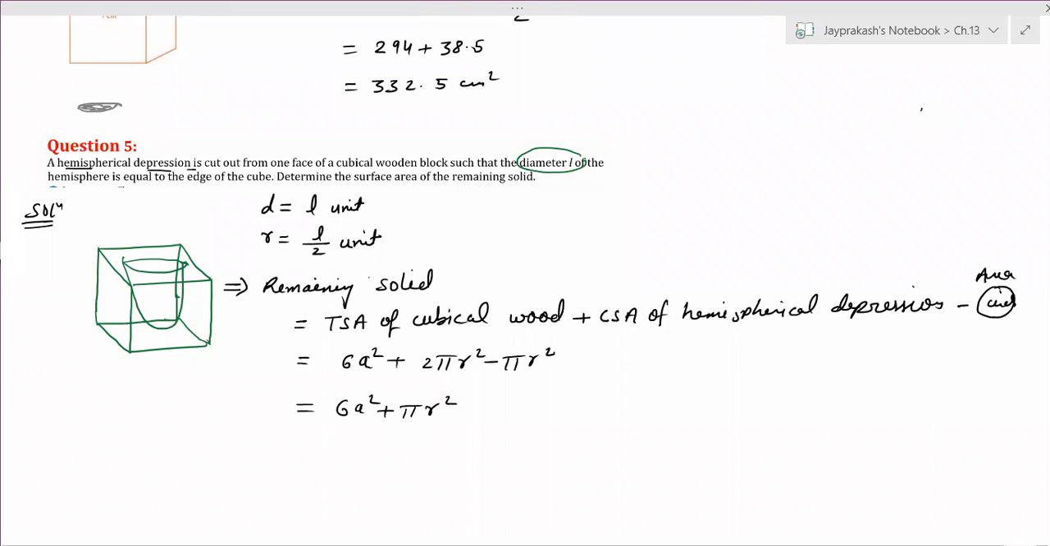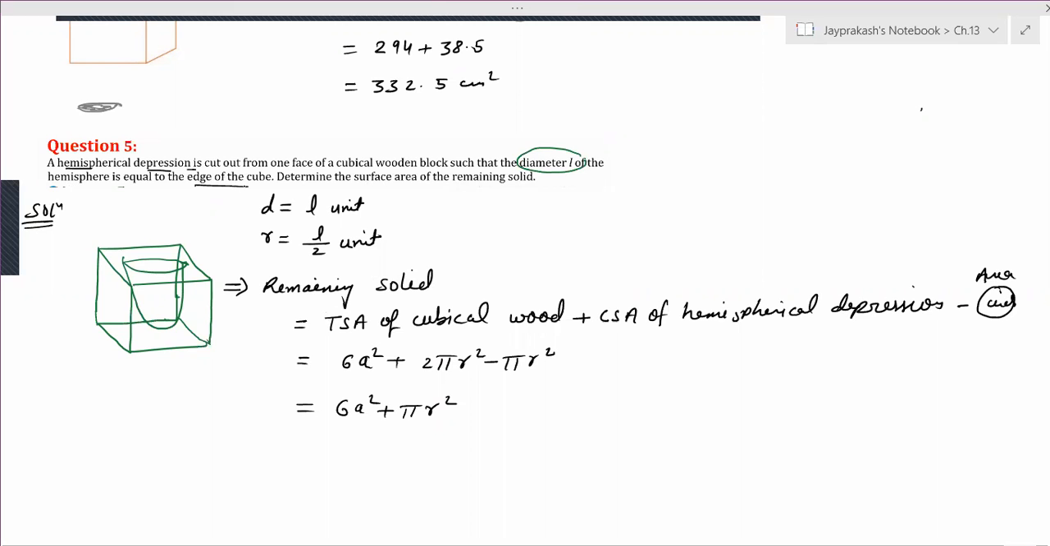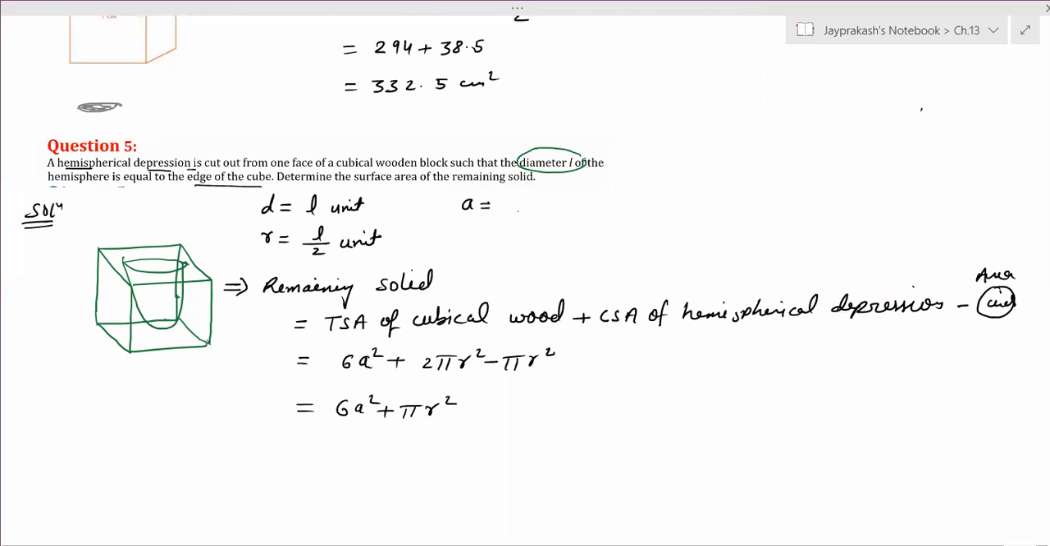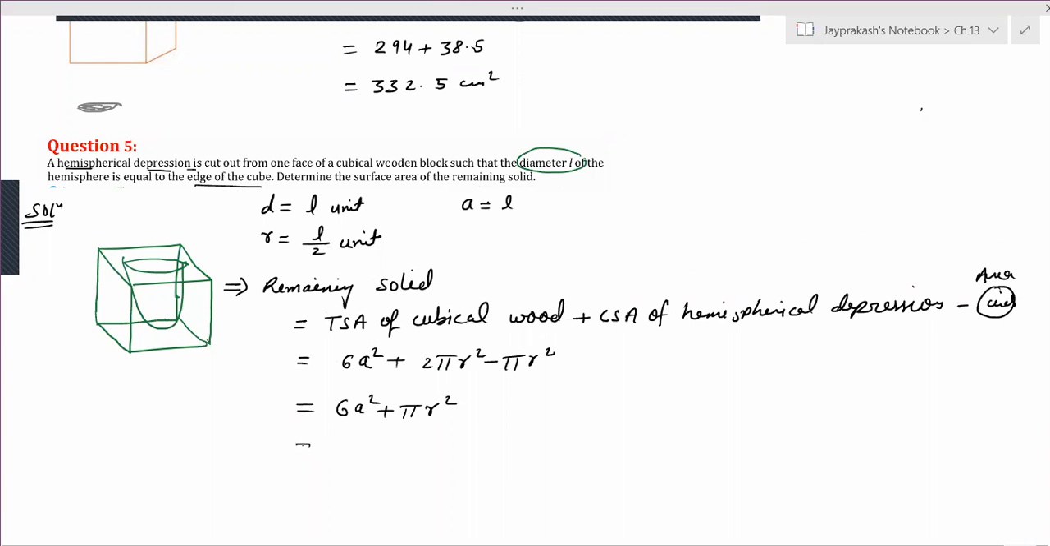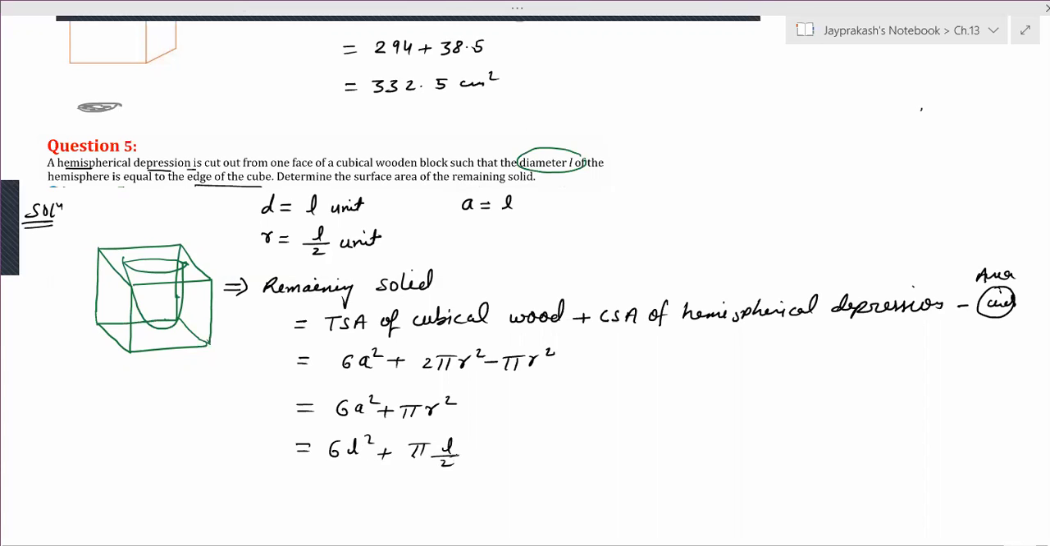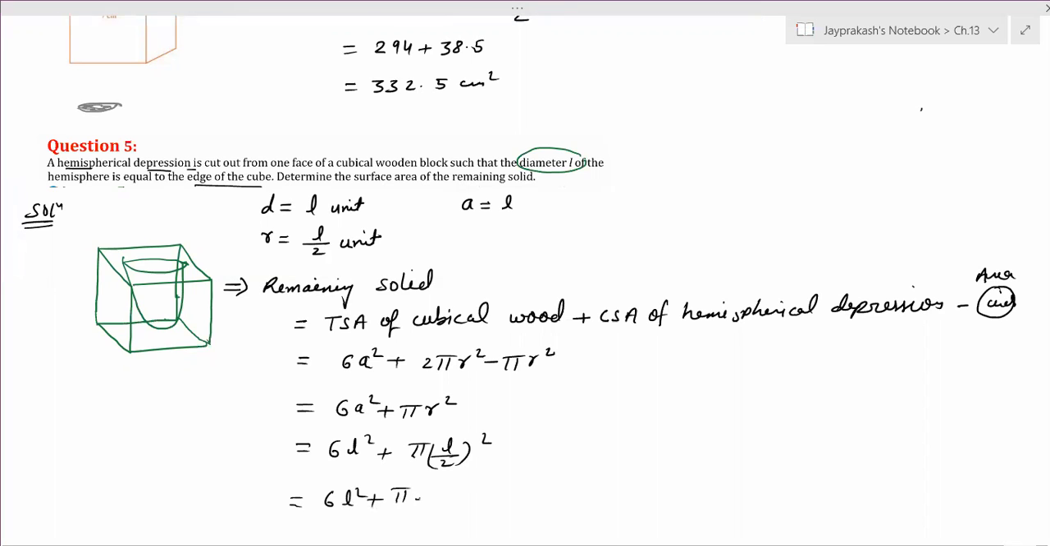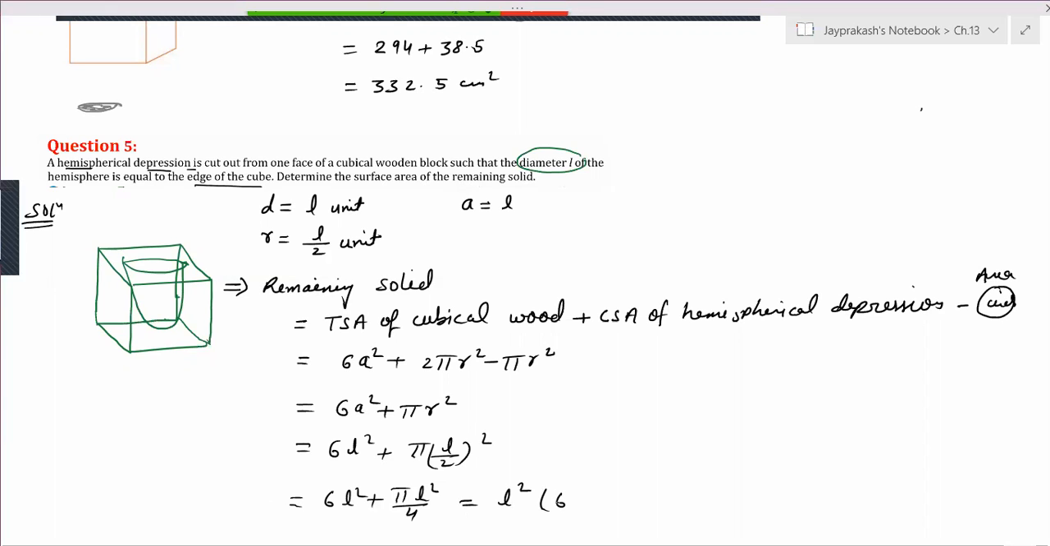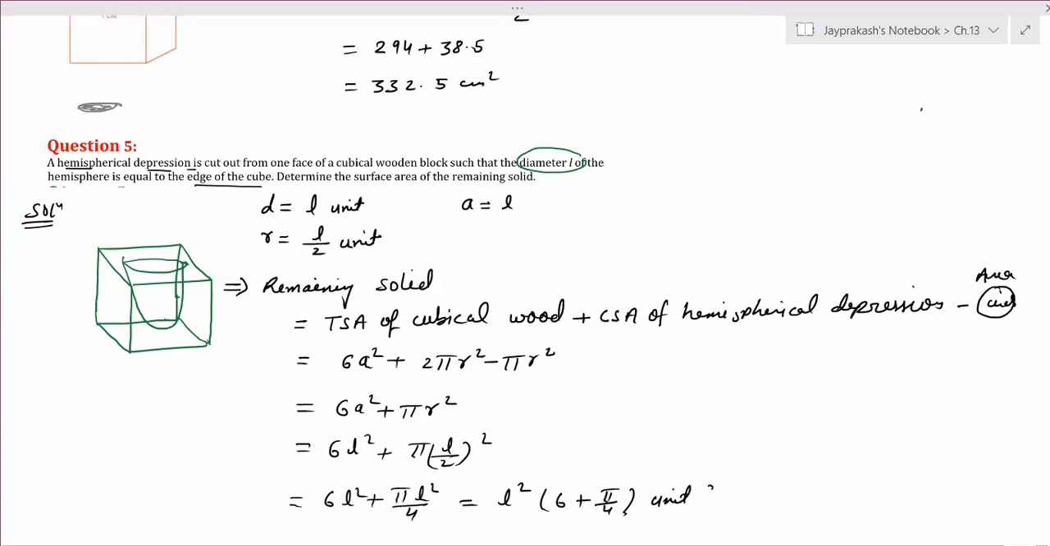Now the side is missing. So again here, the cubical box is such that the diameter L of the hemisphere is equal to the edge of the cube. So we will consider the edge of the cube as L. So it becomes 6 L square plus pi into L by 2 whole square, pi L square by 4. Now we can take L square common. So 6 plus pi by 4 unit square.